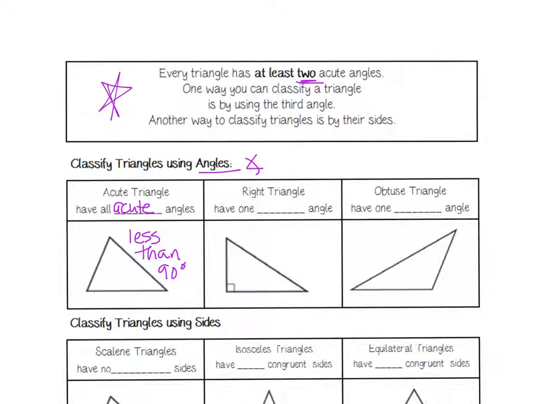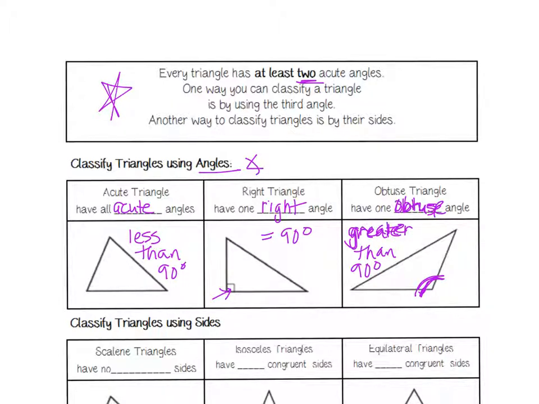A right triangle has one right angle, which we know means is equal to 90 degrees. So right there is that angle. The other two will be acute. An obtuse triangle has one obtuse angle. So it means that angle is greater than 90 degrees. And then again, the other two will be acute.